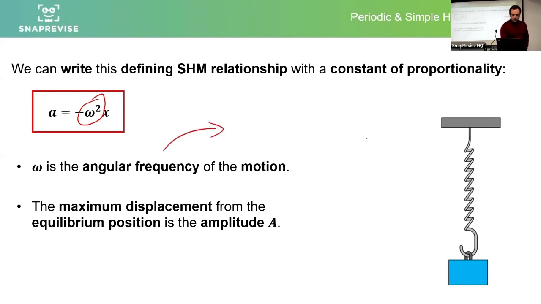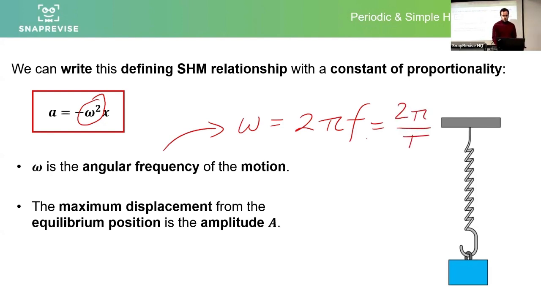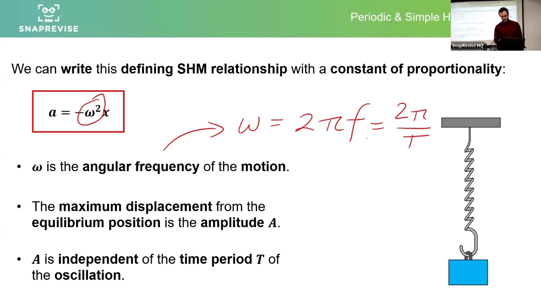Okay, all the maths from before still applies, don't worry. So omega is still equal to 2 pi f, and that's still equal to 2 pi over T. Great, so don't chuck away your maths. The maths is still useful. The maximum displacement from the equilibrium position, we are also going to define as A.